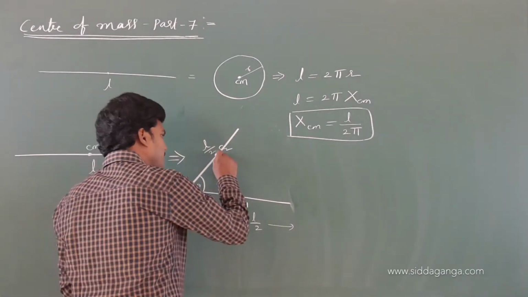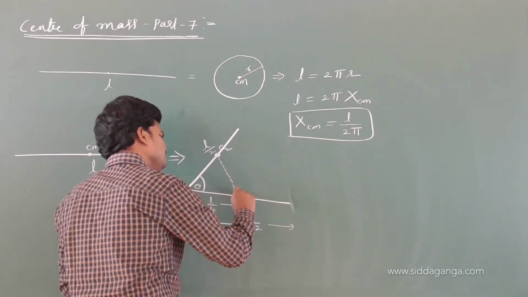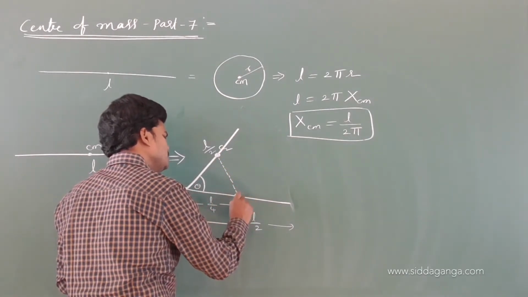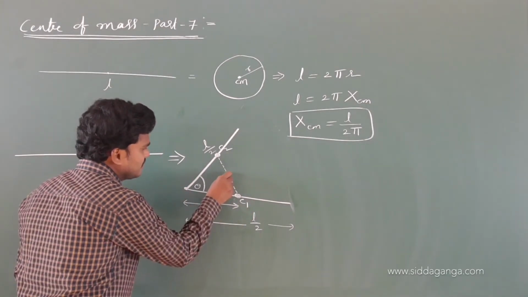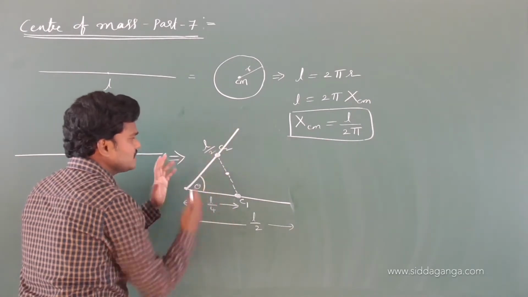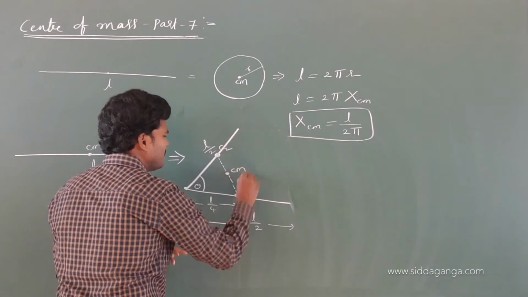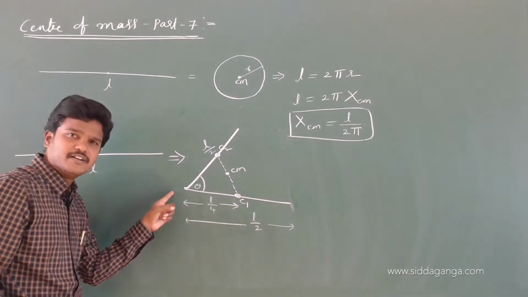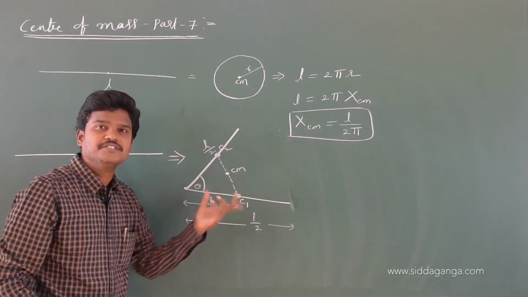If I join a line, then the center of mass is along the line joining the two centers of mass. So there will be a center of mass here, because of equal length, equal mass. Now the center of mass is at the midpoint. So this is the center of mass. Initial center of mass is here, final center of mass is at this place. So there will be a shift.